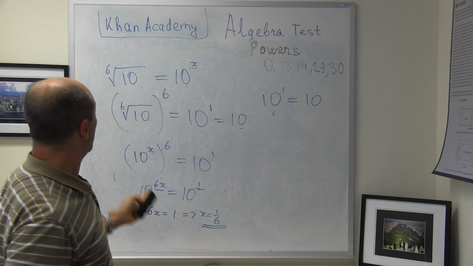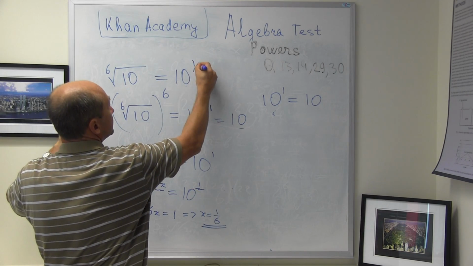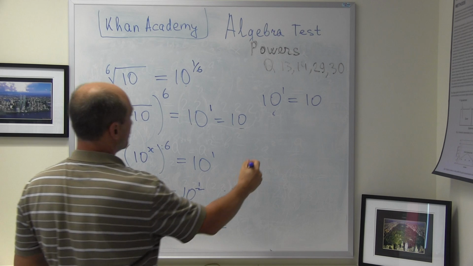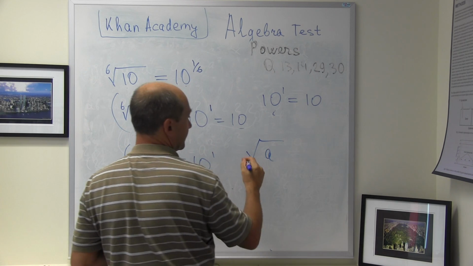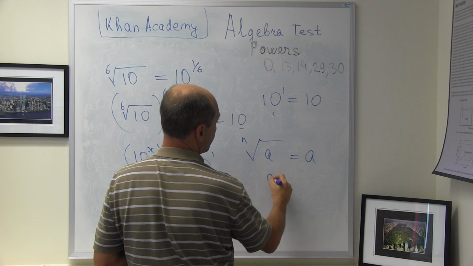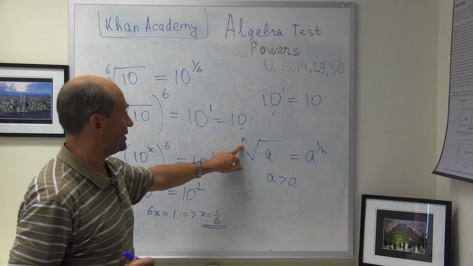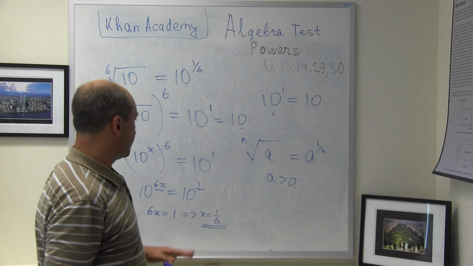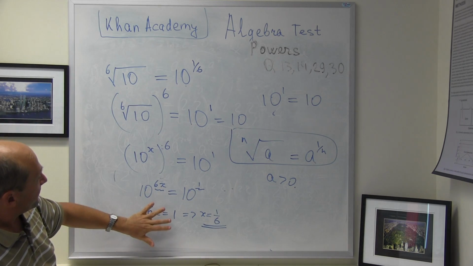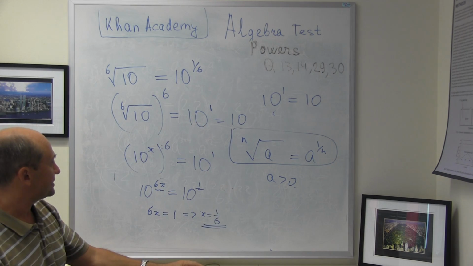Now for your test, you just need to remember that these are equal. And if you have some other root, it's quite easy to show that any nth root of a, where a is any positive number, will be equal to a to the power of 1 on n, where n is any whole number. So it's an important formula to remember. But here we motivated this. We didn't just simply memorize it, we actually motivated it.